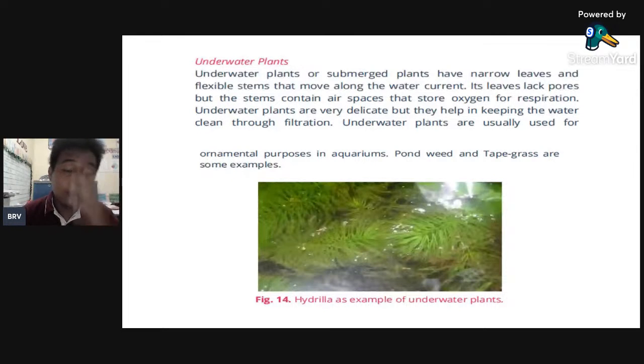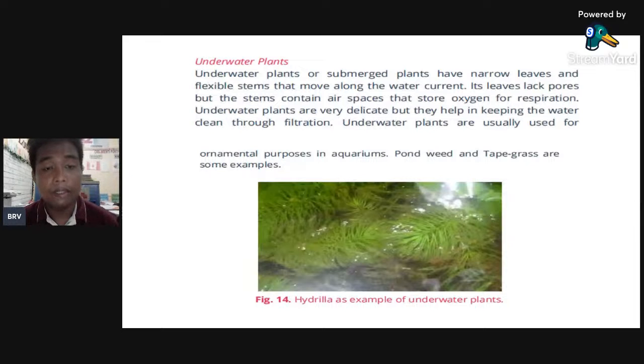So, kinsa man diri sa inyo ang naay mga aquarium sa balay? Or nakakita na ba mo aquarium? Okay, kining hydrilla is an example of underwater plants. Sa mga aquarium ginabutang nila underwater plants because kini mga underwater plants, they serve as magfilter sa tubig, para sa mga isda, para dili sila ma-infect.